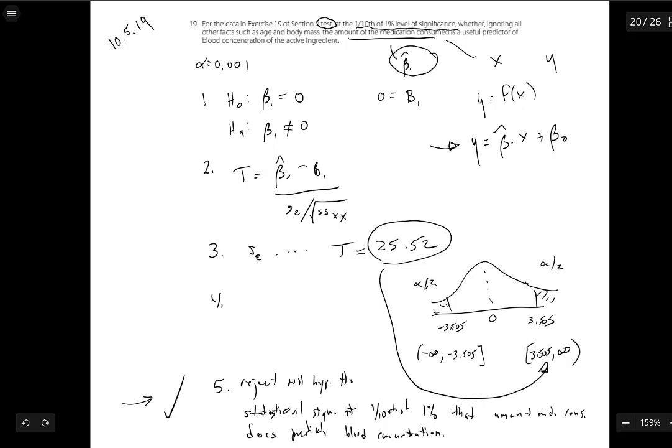So when I wrote B1 hat over here, that's the amount that our value X, the amount of medication consumed. So that X is that amount. So when I wrote B1 hat here, I probably should have read that one as X. And it's the B1 hat is the amount that the medication actually predicts the blood concentration. So that's the slope of that line for our regression.